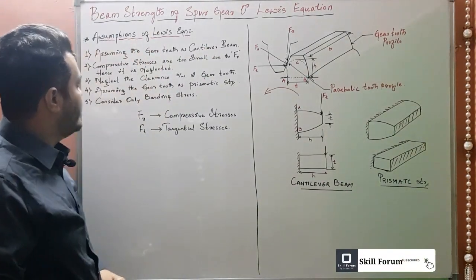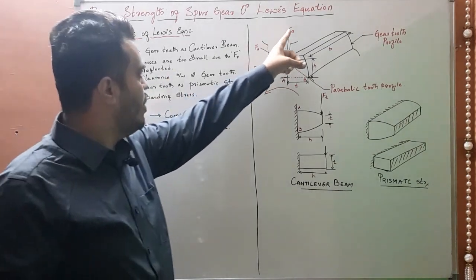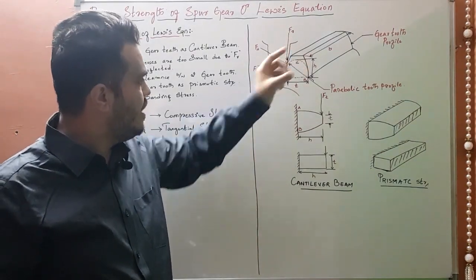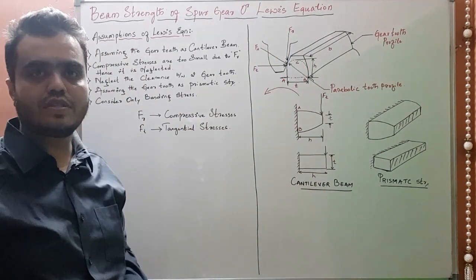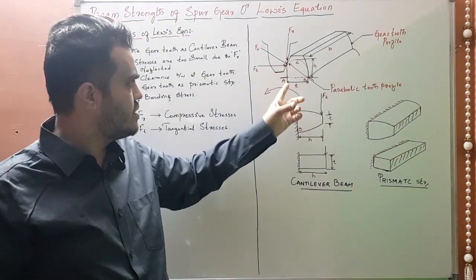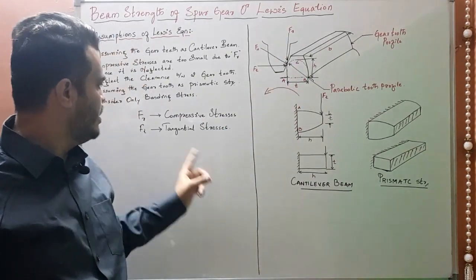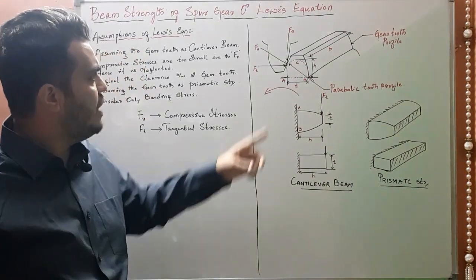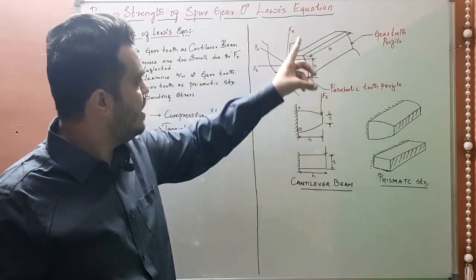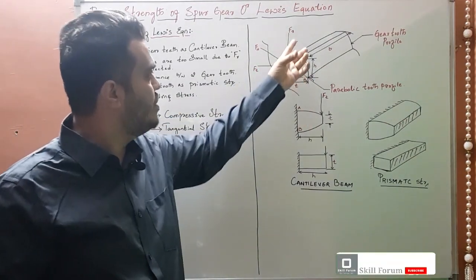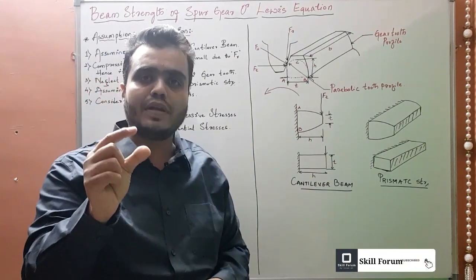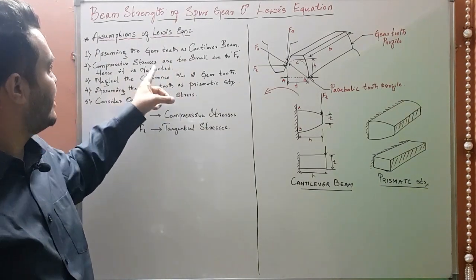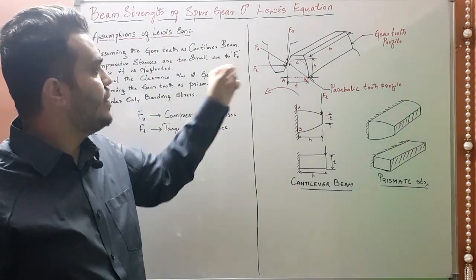Next, here you can observe there is a radial force. Due to this radial force, compressive stresses will develop. Due to the tangential force, tangential stresses will develop. One thing I will tell you: whatever stresses develop due to these radial forces, the compressive stresses are too small. That is why Lewis has neglected the compressive stresses due to Fr.